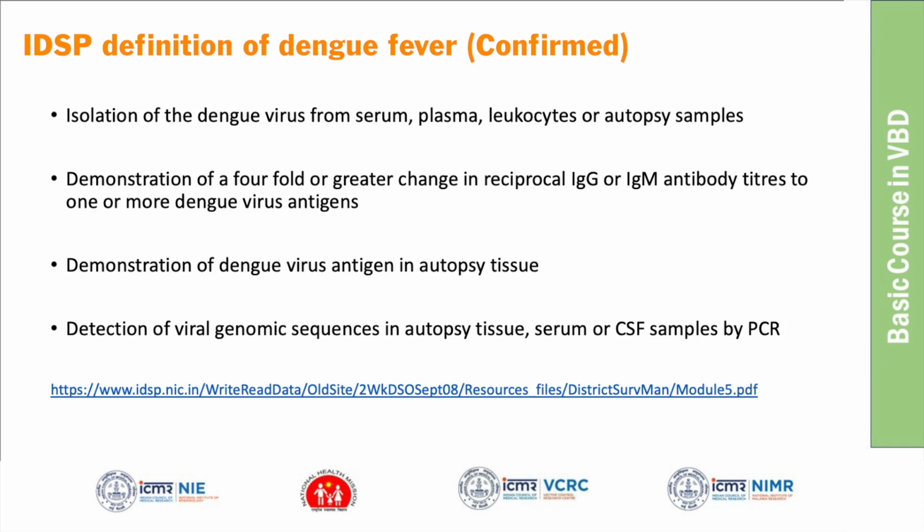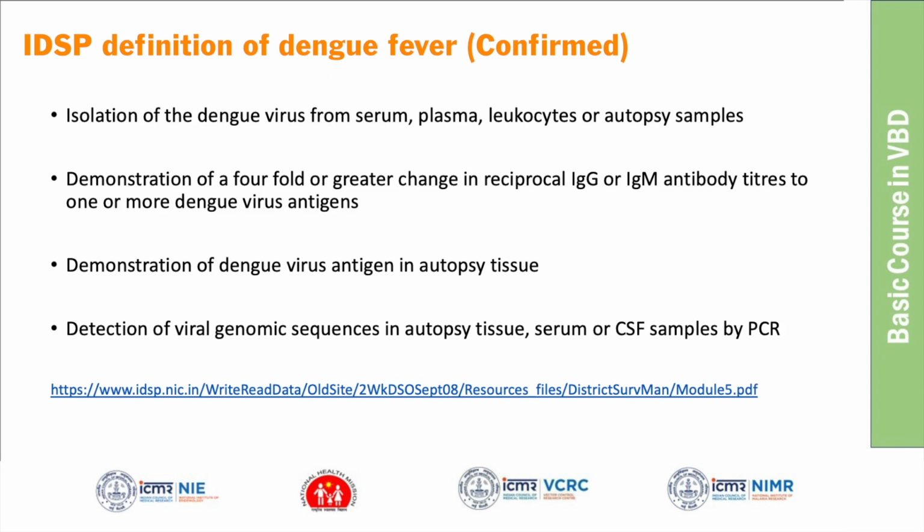One is in the acute stage, within 5 days of fever onset, and the other is the convalescent sample, 7 to 14 days after the first sample collection. If we have this kind of paired samples, then we can look for a rise in antibody titers. If we can demonstrate a 4-fold rise in antibody titers, then that is also a confirmation of dengue fever. We can also isolate dengue virus antigen.